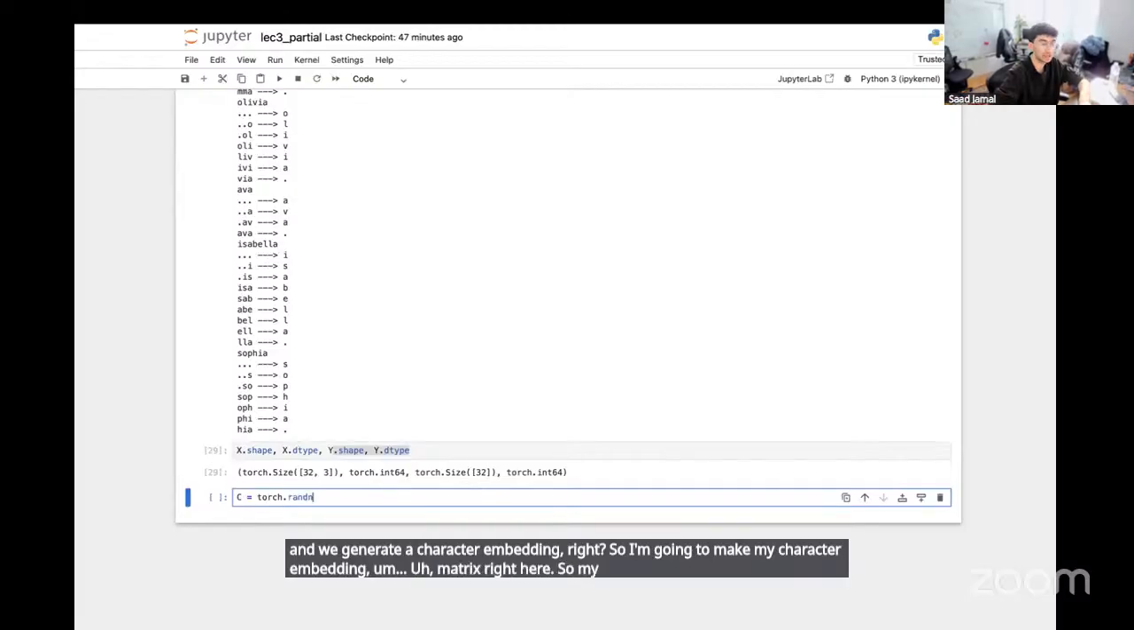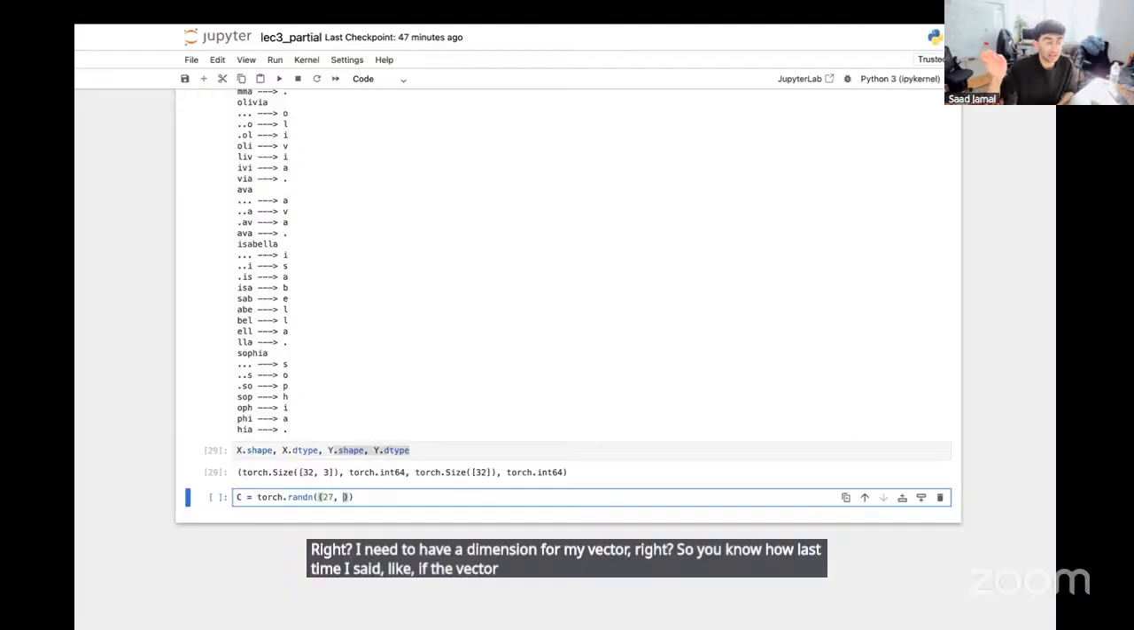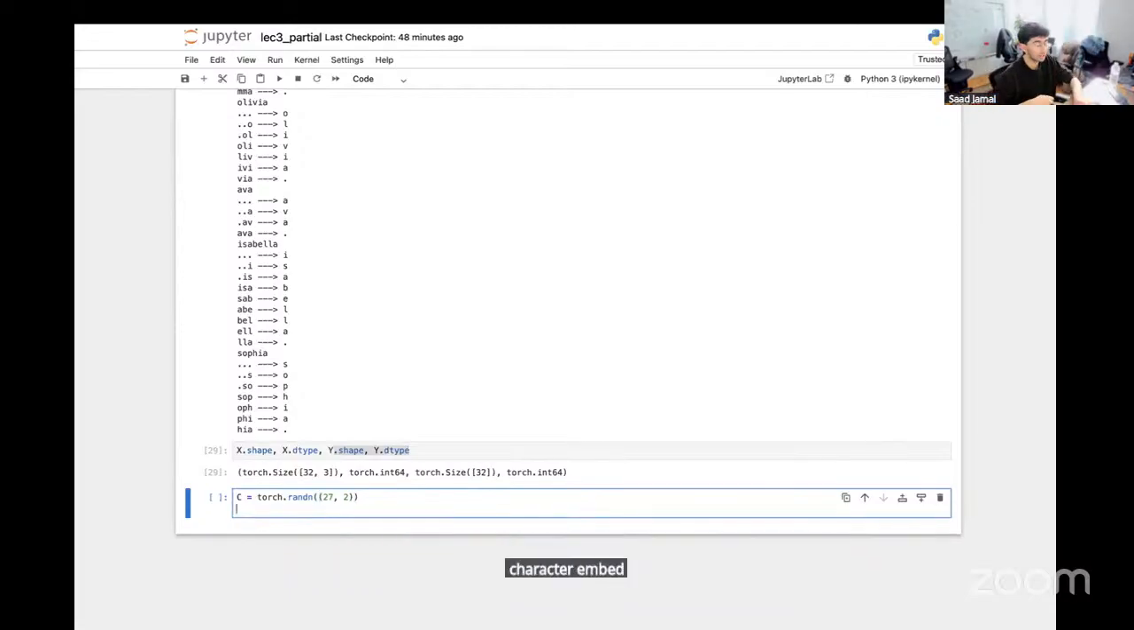So for my character embedding matrix, let's say there are 27 letters in my vocabulary. And now we have to have an embedding dimension, right? For example, I think ChatGPT's embedding dimension is something like 5,000. Basically, if I'm going to convert a character into a vector, I need to have a dimension for my vector. So you know how last time I said if the vector for king is 1, 2, 3 and queen is 4, 5, 6, that means there are 3 numbers in that vector. For now, we're going to start basic. I'm going to have each of my character embeddings just be a vector of length 2.